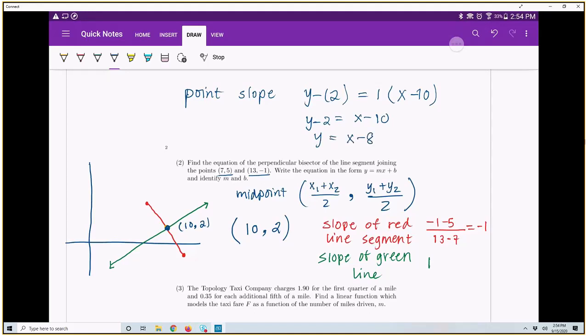So in this case, I needed to use the point 10, 2 because that's the only one that lies on the green line, and the green line's the one I'm finding the equation for. So finally, to answer the question, it asked me to identify m and b. So the slope m is equal to 1, and the intercept b is -8. And those are coming directly from the slope-intercept form of the line that I found.